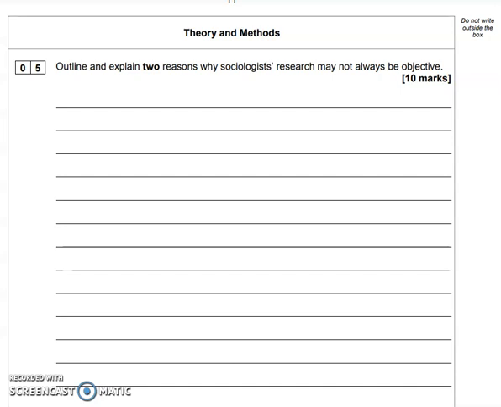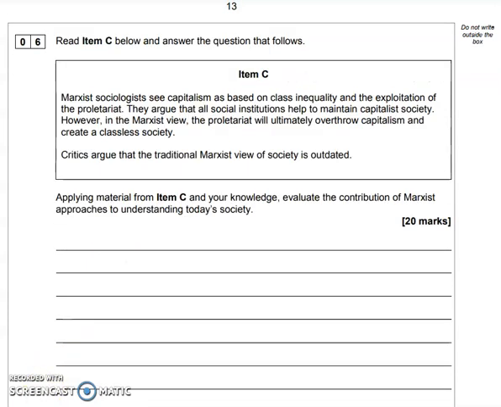Your weaker students did mention objectivity, but it was more from the angle of the subject who was being researched, that they might have had differing views and differing interpretations, whereas the question was asking about the sociologist's viewpoint. Your final question, question 6, is 20 marks.